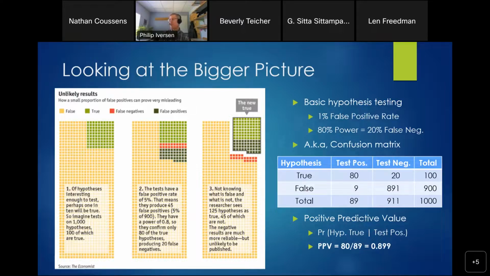Okay, here's another example. What if you keep everything the same, but reduce your false positive rate to 1%? What if you lower your p-value cutoff for significance to 0.01? Well, then the positive predictive value goes up from 0.64 to 0.899.